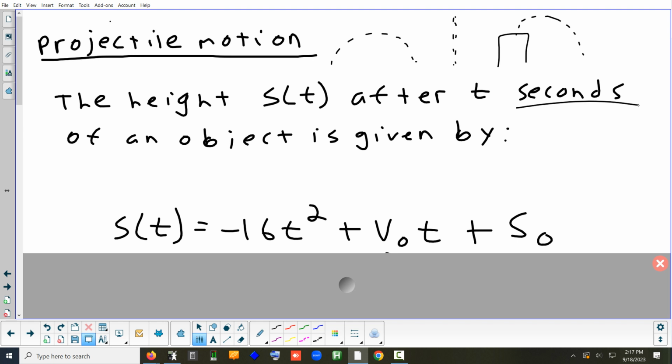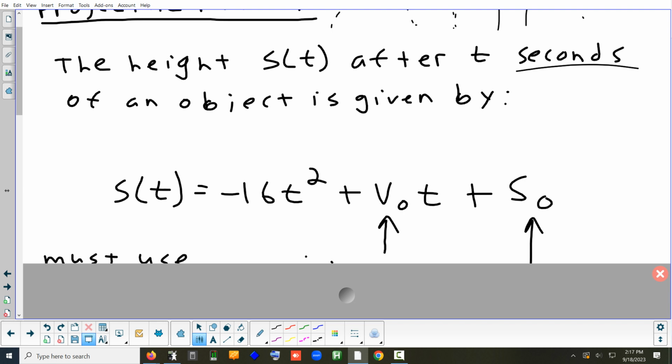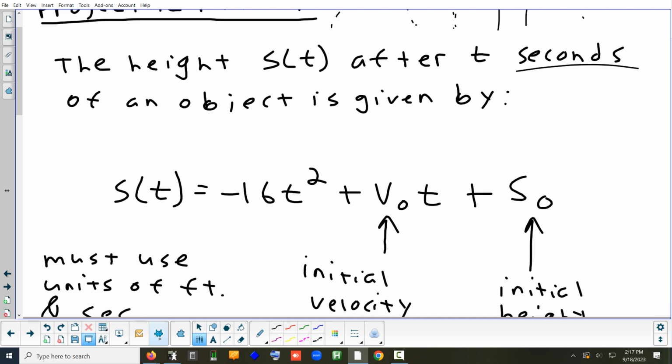So the height of an object that's traveling in projectile motion depends on three things. How much time has passed since you threw it? How fast was it going when you released it? And how high were you when you threw it? Were you standing on the ground? Or were you standing up on something that was like 100 feet tall when you threw it? So this is V sub 0. Anything with a sub 0 means like initial. Sub 0 is like start value. So this is like your starting speed and your starting height.